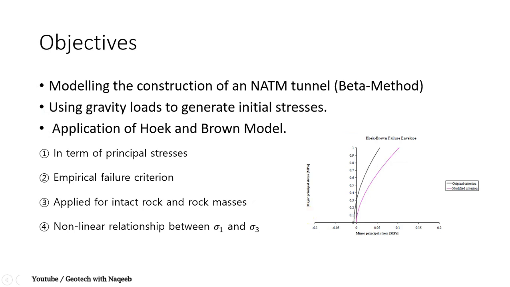You can also read about this Hoek and Brown model on your own. I will be giving you a little explanation regarding this model. So what are the assumptions of this model? You can see here it is in terms of principal stress, an empirical failure criterion. It is an empirical failure criterion applied for intact rock and rock masses. It is only applied for intact rock and rock masses. So when you have intact rock and rock masses, you can use the Hoek and Brown model.